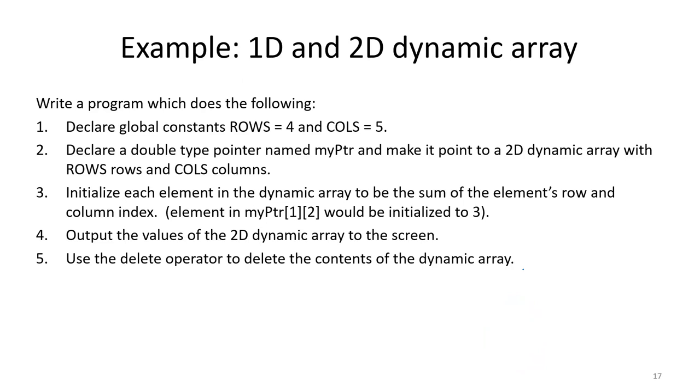Let's now continue with a short example on dynamic arrays. In this example, we want to declare some global constants and a dynamic array of double type. Then we want to initialize the elements in our dynamic array to be the sum of our row and column index. We'll output those values to the screen. And finally, we will delete the contents of our dynamic array. Let's take a look at how we will do this.